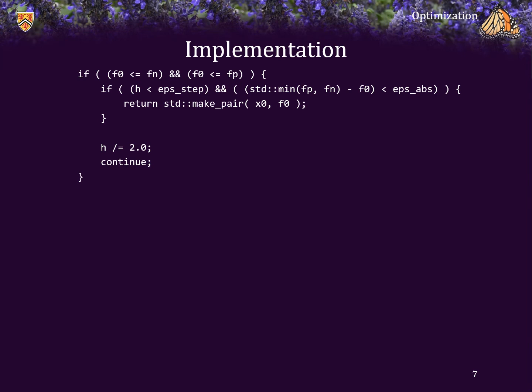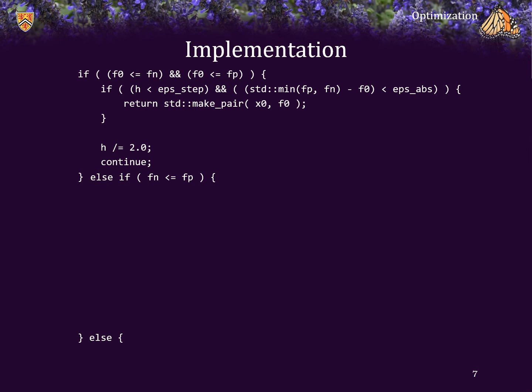All right, if f0 is already a minimum between the 3 points we evaluated at, then we'll simply check: is h small enough, and is f evaluated at this point sufficiently close to the other 2 points we evaluated? If both those conditions are true, then we will return x0 and the value at that point as the minimum that we have found. If this is false, we'll just divide h by 2 and continue.